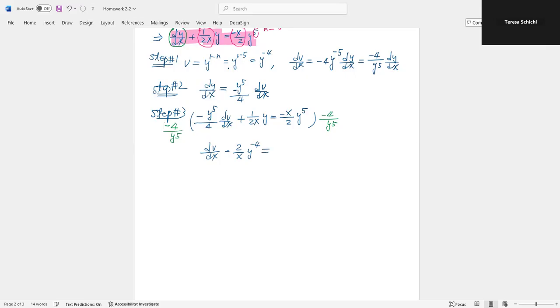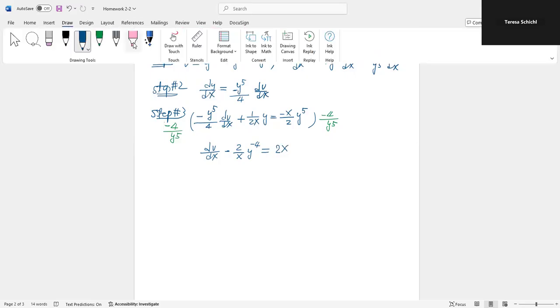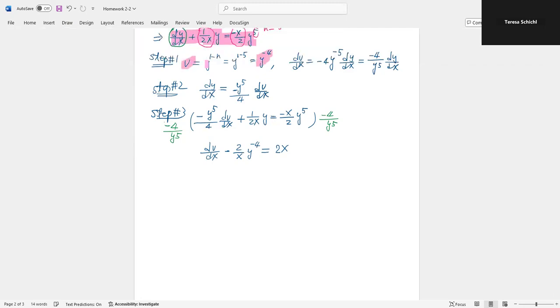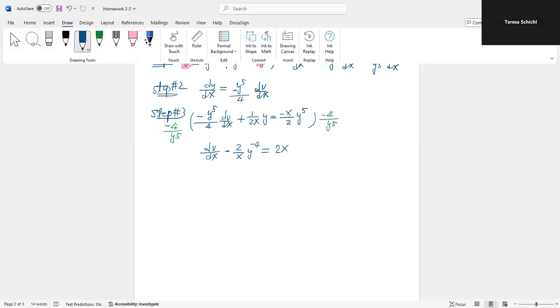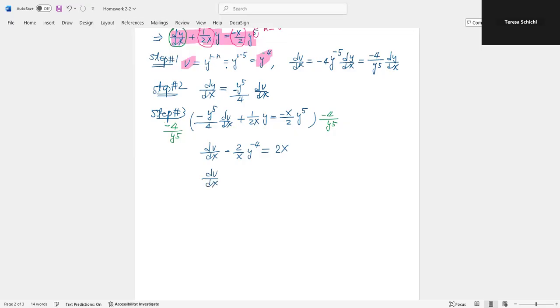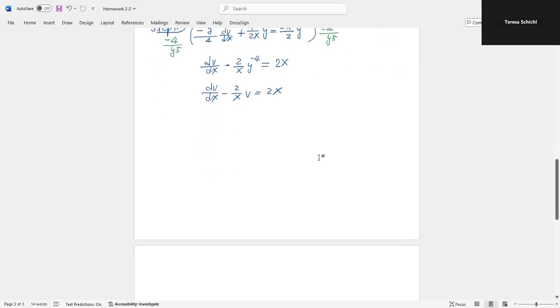And is equal to, then the negative 4, y and y cancel, 2, 2. So this will be positive 2x. Okay, so I also know my y to the negative 4, v is equal to y to the negative 4th, right? So I can change it to here. So the dv/dx minus 2xv equal to 2x. Okay, so now that's step number 4.